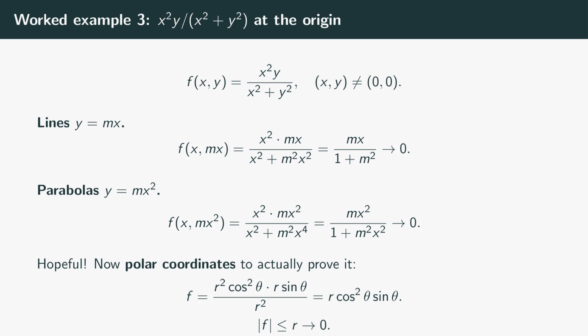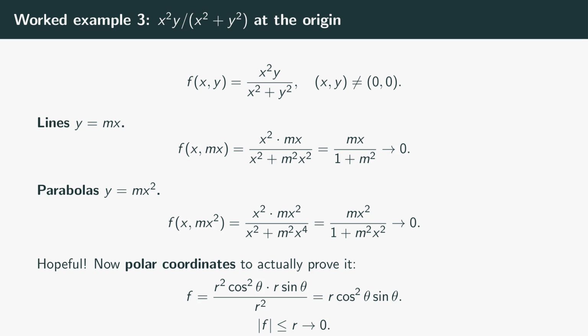Along the line y equals mx, substitute and simplify. f of (x, mx) equals x squared times mx over x squared plus m squared x squared, which is mx over 1 plus m squared. As x approaches 0, this tends to 0 regardless of m, so every line through the origin gives limit 0. Encouraging, but as we warned earlier, not yet proof.